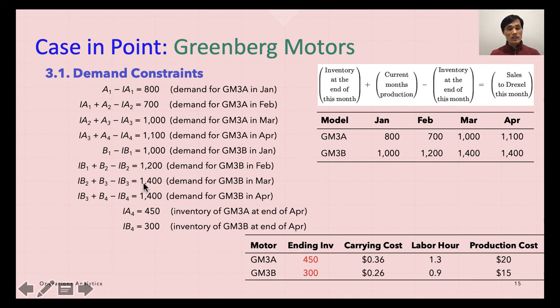And we learned that at the end of the month, at the end of April actually, we have to have 450. So IA4, which is the remaining inventory for GM3A, has to be 450, and IB4 is 300. So that relationship can be defined there. So we have how many? 10 constraints that pertain to demand constraints have been defined.